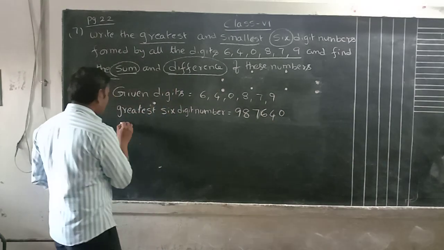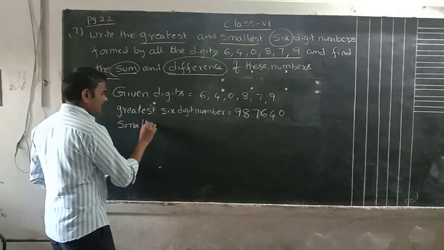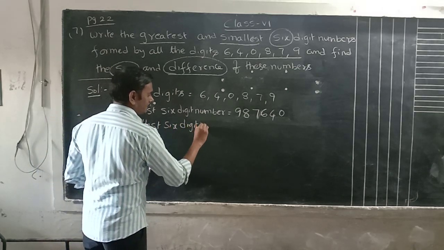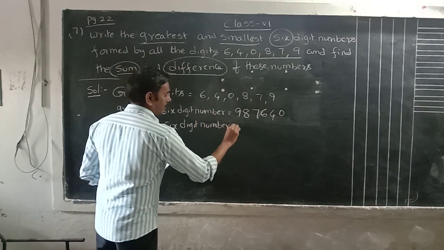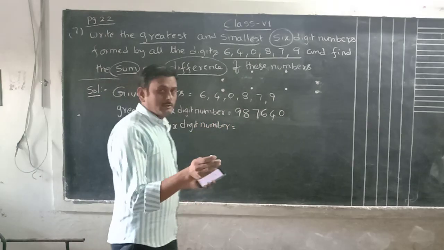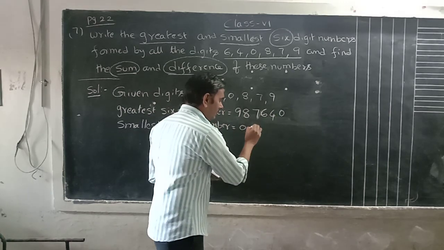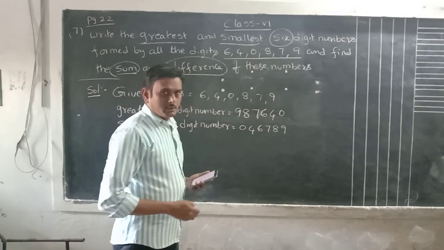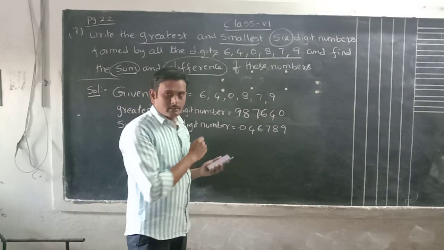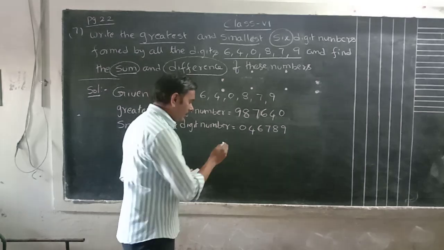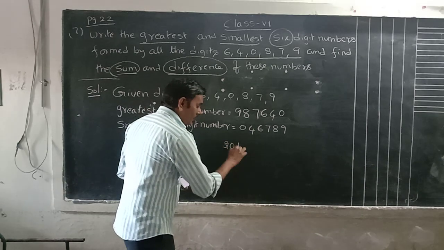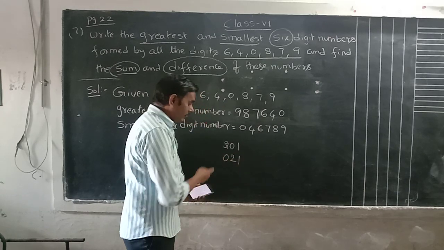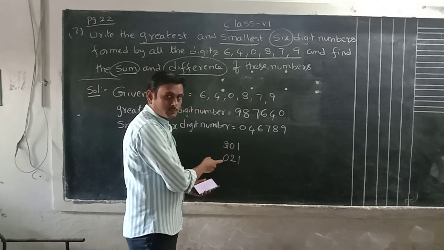Now we will prepare the smallest six-digit number. What is the smallest six-digit number? For example, I have written here the reverse of this number: 0, 4, 6, 7, 8, 9. Can we consider this a six-digit number? For example, if I write some number like 021, shall we read it? This is also 21.